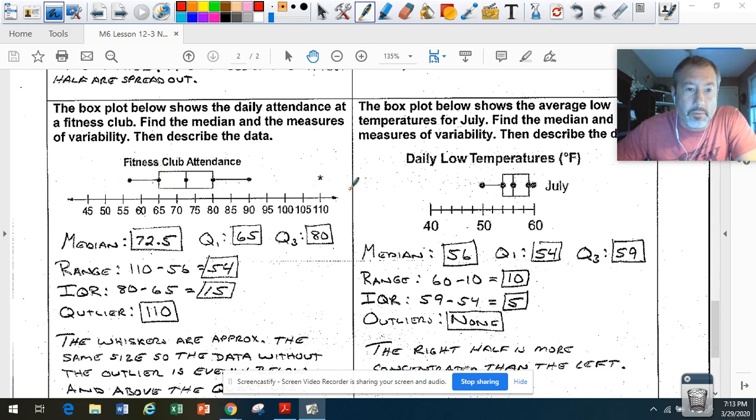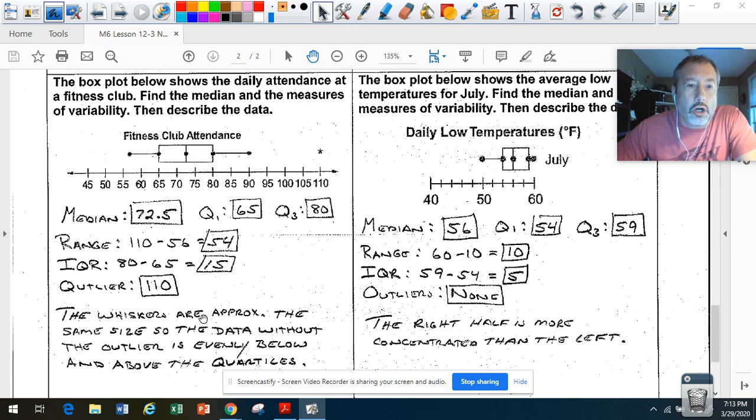So if we move down here, it says the whiskers are approximately the same size, so the data without the outlier is evenly distributed below and above the quartiles. So basically what it's saying is, take a look at this data here. This is about the same size as this. And guess what? These here are about the same size also. So there's an even distribution. It's sort of like a bell curve, with the center being our median here.